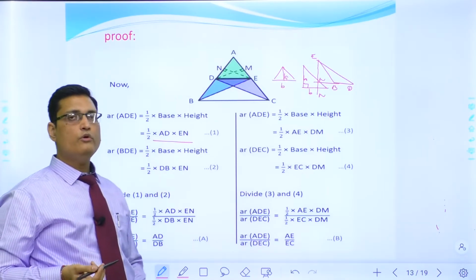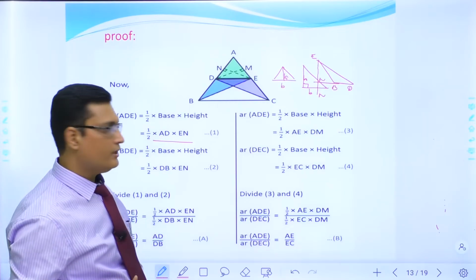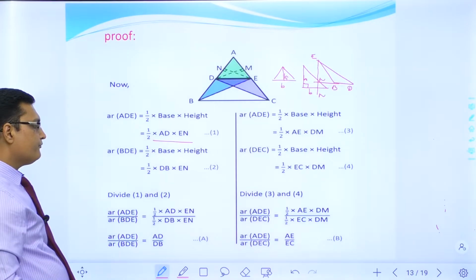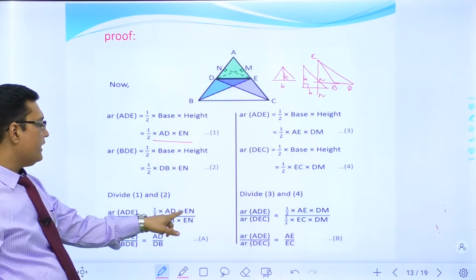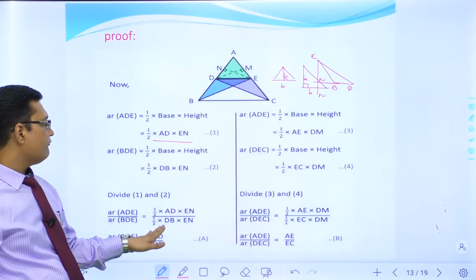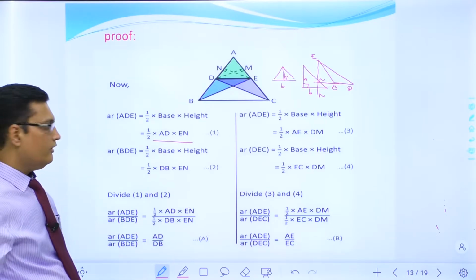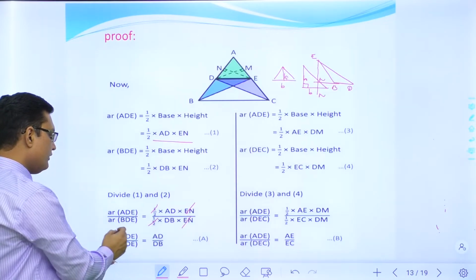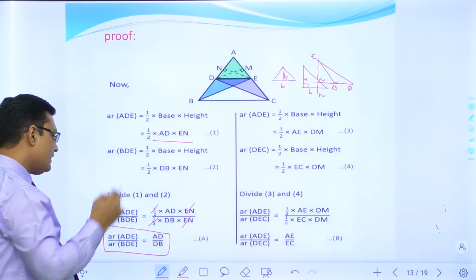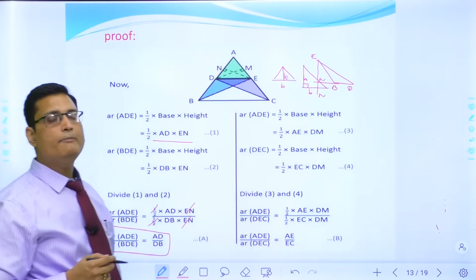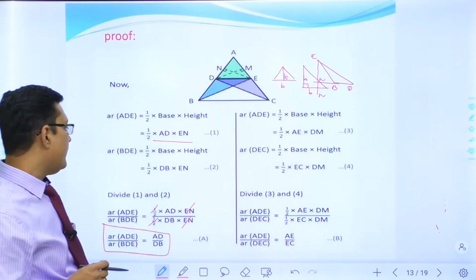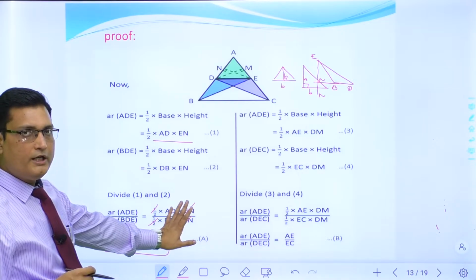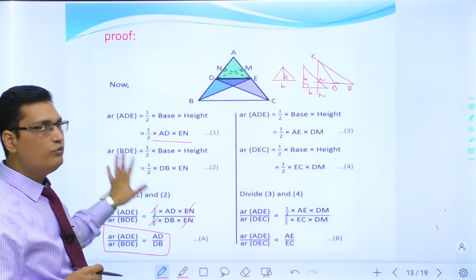Now what you have to do? You divide equation 1 by equation number 2. So area ADE divided by area BDE is half AD into EN divided by half DB into EN. You can cancel half and half, EN and EN. So you will get area of triangle ADE upon area of triangle BDE is equal to AD upon DB. Give it as equation number A. Clear till here? We got the areas of two triangles.